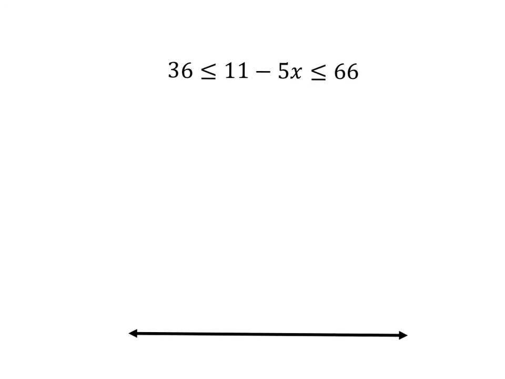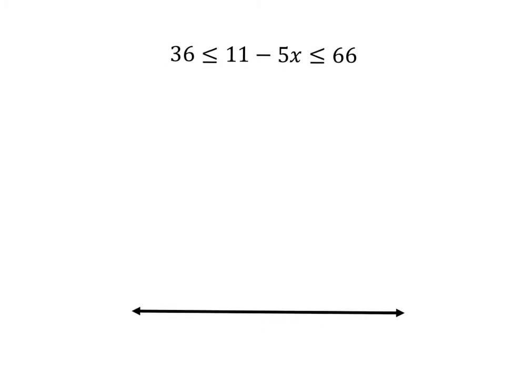In this one, we have an x in the middle, and we have numbers on either side. We have 36 is less than or equal to 11 minus 5x, which is less than or equal to 66. So 11 minus 5x is going to be in between 36 and 66. In this case, we still have to isolate our variable, just like we usually would. But if we're going to do an inverse operation, we have to do it to each part, all three sections.